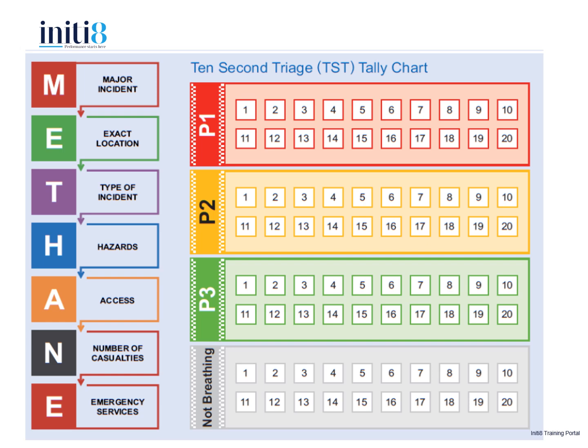The 10-second triage tool utilizes an AMR with a tally card on the back of it. These tally cards can count up to 20 patients in each category of priority 1, priority 2, priority 3 and not breathing. Also on this AMR is the METHANE message. The METHANE message is utilized to declare a major emergency. It's broken into 7 distinct areas. M for major incident, E for exact location, T for type of incident, H for hazards, A for access, N for number of casualties, and E for emergency services.